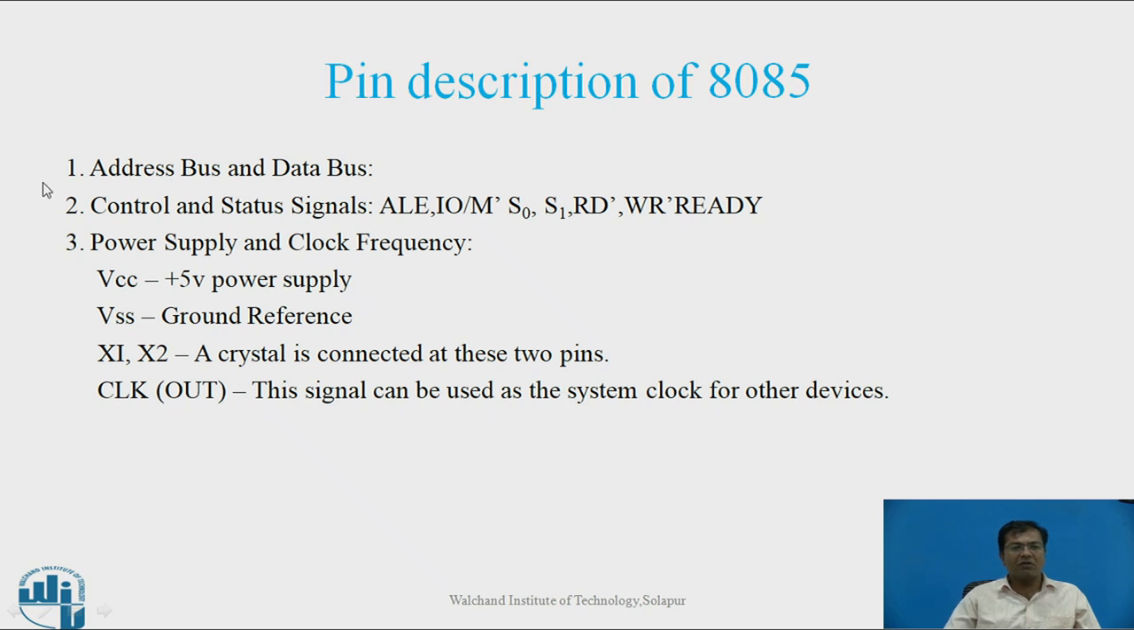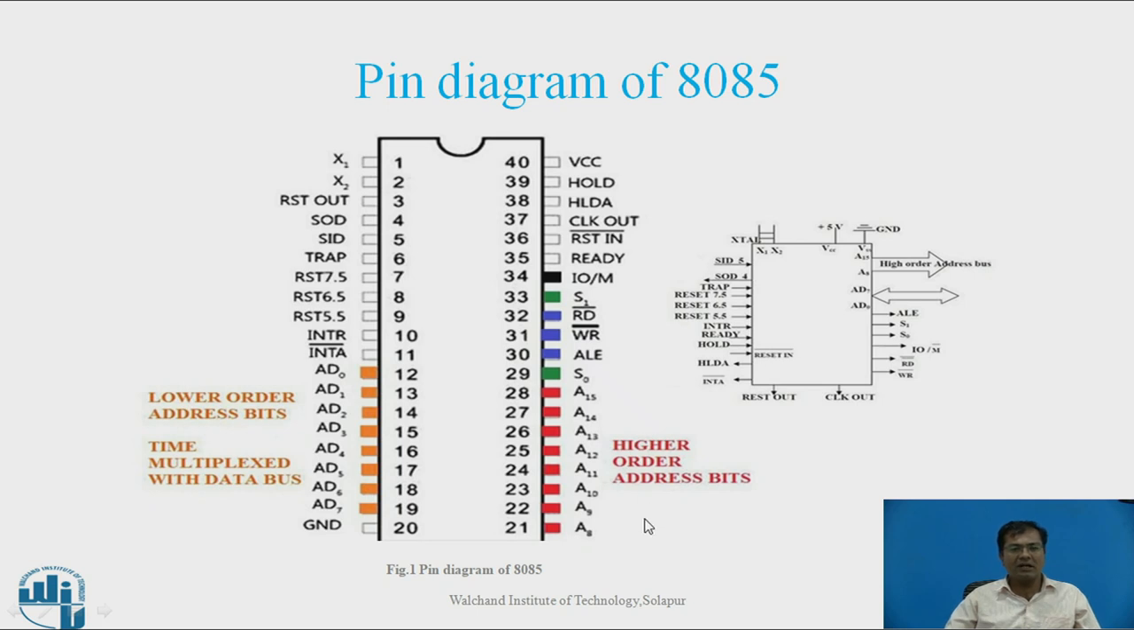Description of pins. Address bus and data bus. Now in this diagram we'll see the address bus and data bus. Address bus AD0 to AD7, then next A8 to A15. AD0 stands for address and data, so these are multiplexed, and this can be distinguished with the help of the pin called ALE, address latch enable. If this pin is 1, then these AD pins behave as an address. If it is 0, then it acts as data.